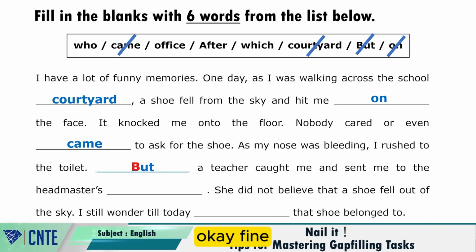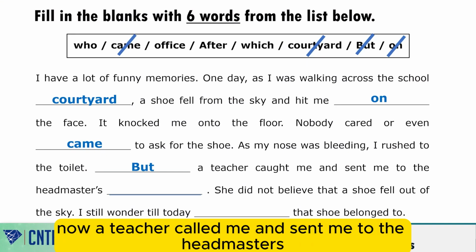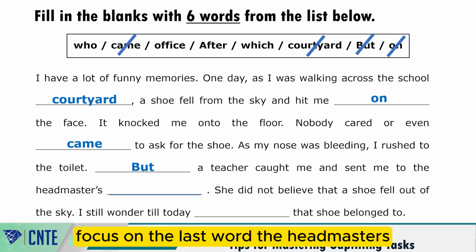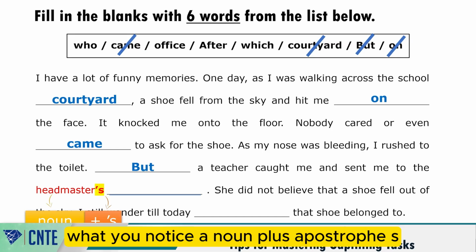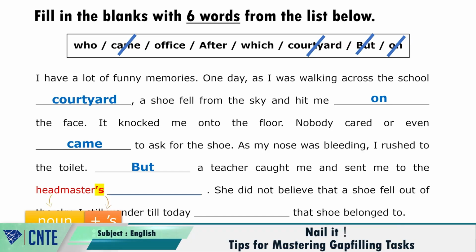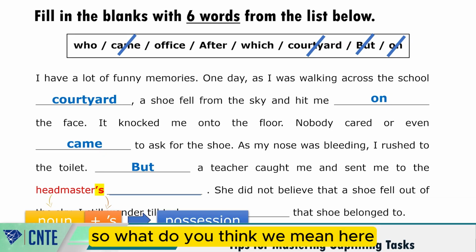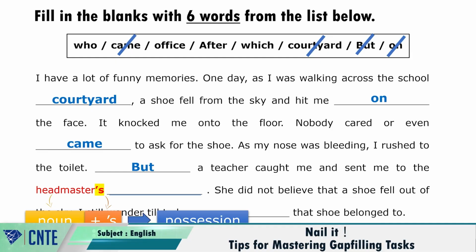Okay? Fine. The next gap now. A teacher caught me and sent me to the headmaster's blank. Focus on the last word, the headmaster's. What do you notice? A noun plus apostrophe s. What does this indicate? Yes, possession. Good. So what do you think we mean here? Do you remember the rule?